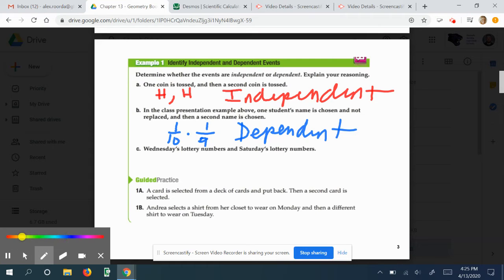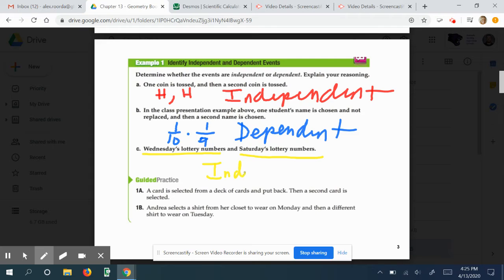And then the next one, it says Wednesday's lottery numbers and Saturday's lottery numbers. So the chance or probability of picking the lottery numbers on Wednesday is 1 out of like 4.8 billion or something like that. And Saturday's is the same thing, right? The chance doesn't change. And so these are independent events.